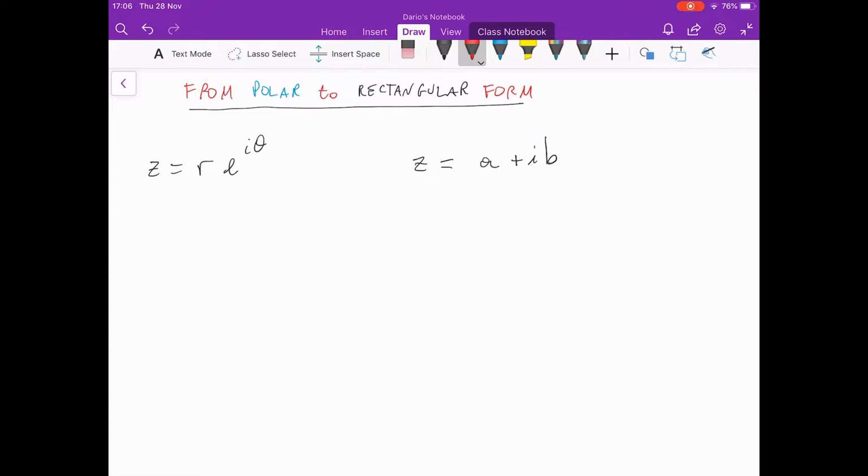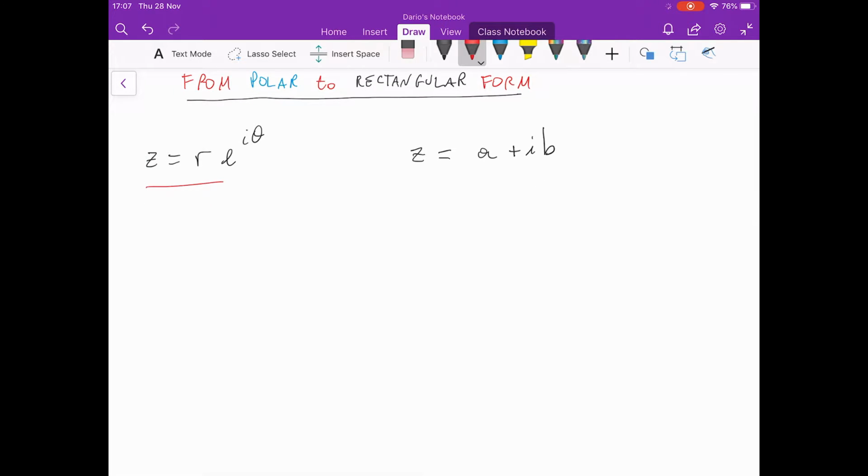In this tutorial we're going to have a look at how to convert a complex number from polar form to rectangular form. A polar form looks like the expression on the left hand side here. Z, which is our complex number, is equal to R, which is usually called the modulus of the complex number, times e^(iθ). Theta is called the argument of the complex number.